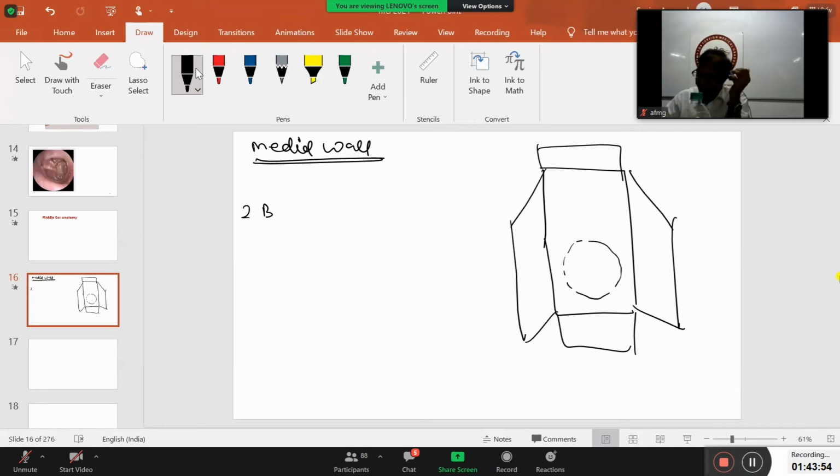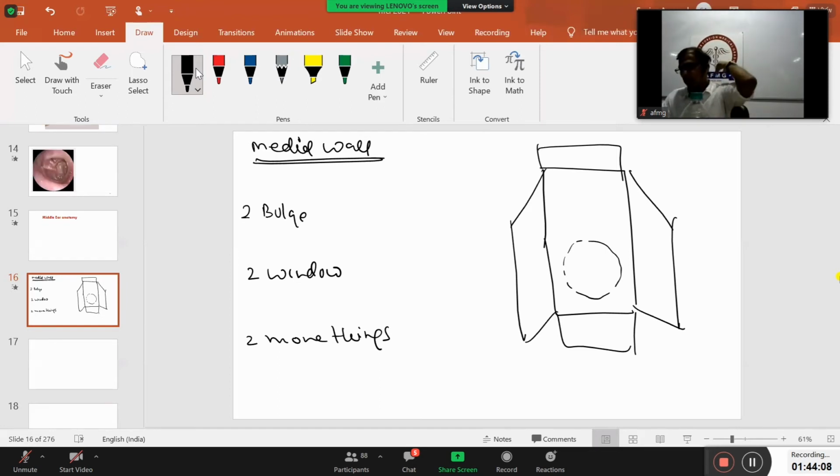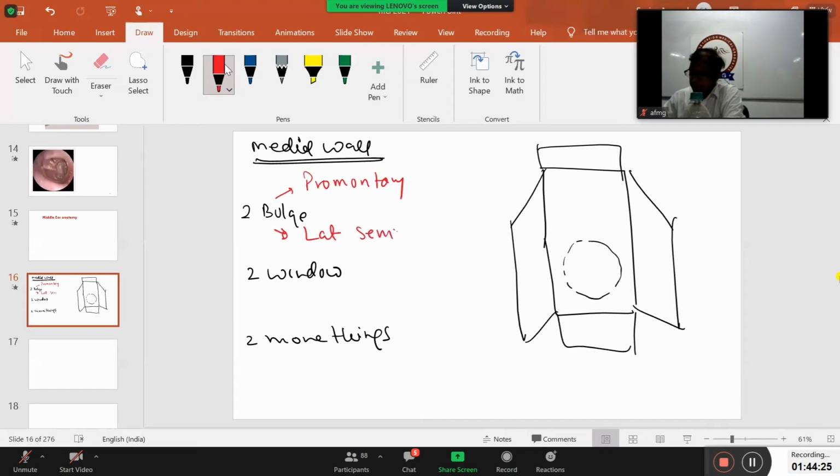Okay, 2 bulges, 2 windows, and 2 more things on the medial wall. 2 bulges, 2 windows, and 2 more things on the medial wall. So 2, 2, 2, very important, easy to remember. 1 bulge you know, promontory. The other bulge is the bulge of the lateral semicircular canal.